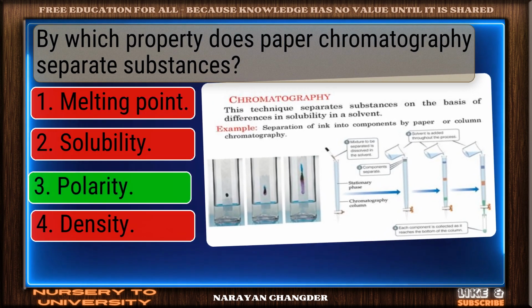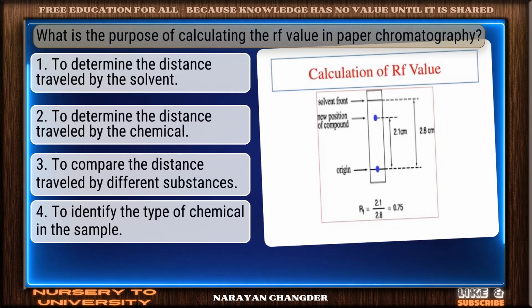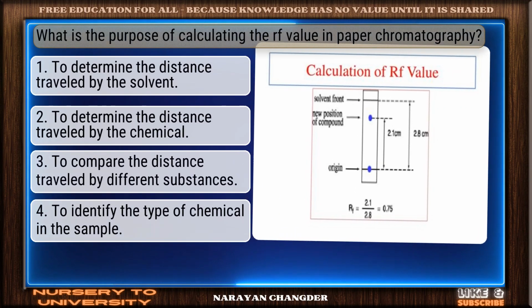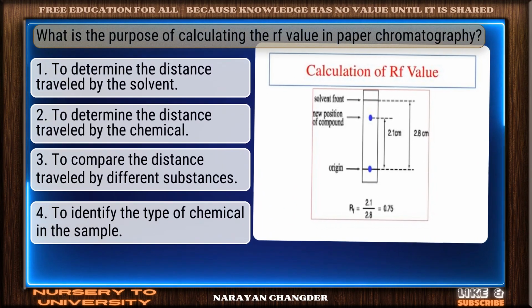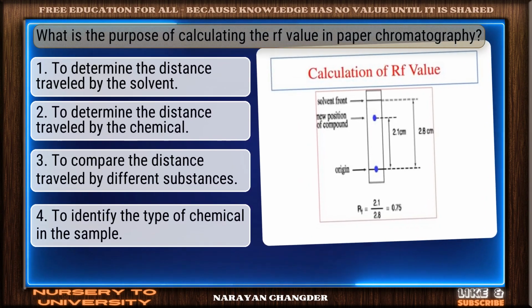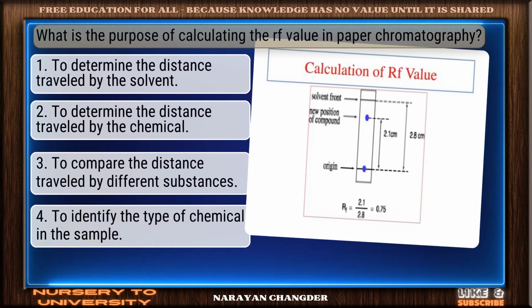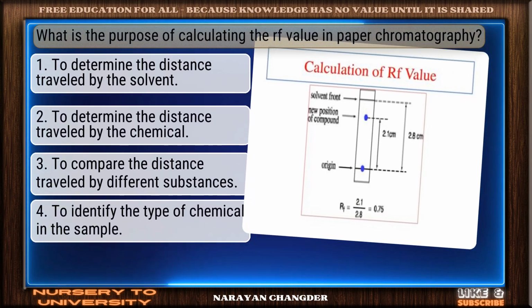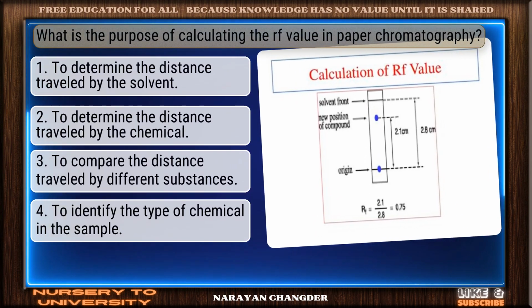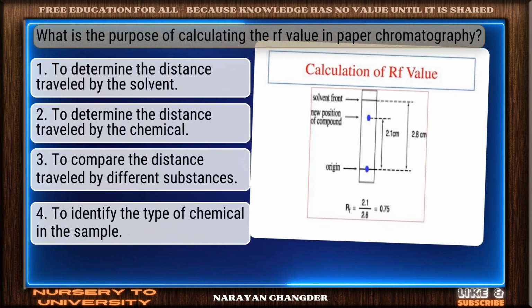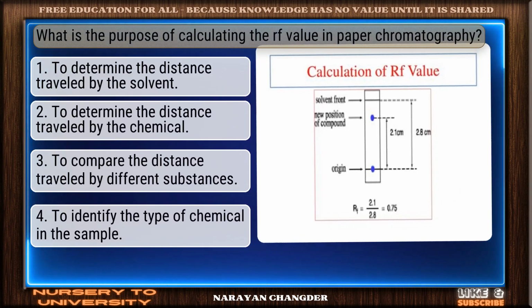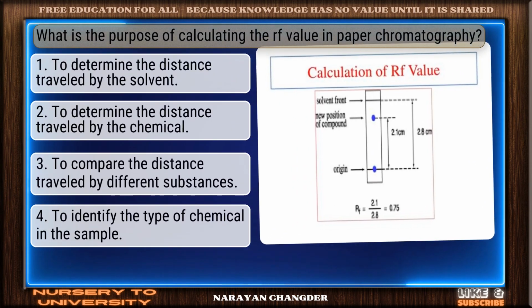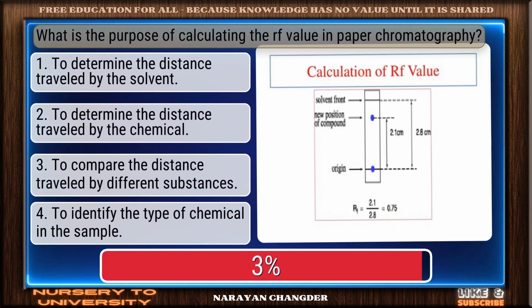Yes, polarity is right. What is the purpose of calculating the RF value in paper chromatography? Option 1, to determine the distance traveled by the solvent. Option 2, to determine the distance traveled by the chemical. Option 3, to compare the distance traveled by different substances. Option 4, to identify the type of chemical in the sample.